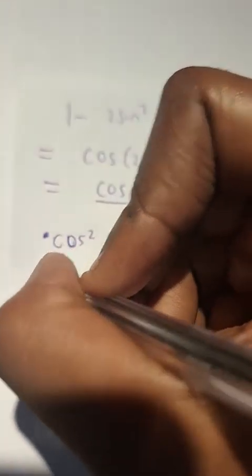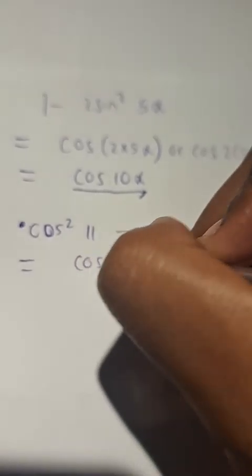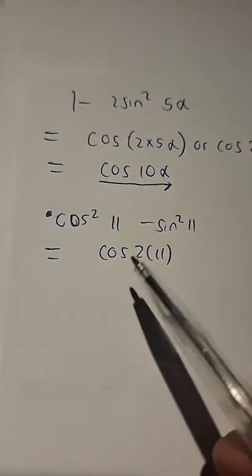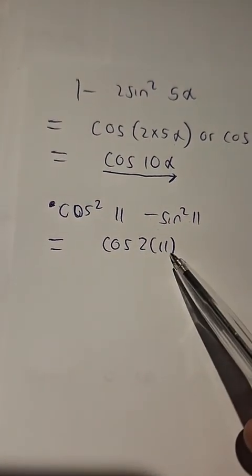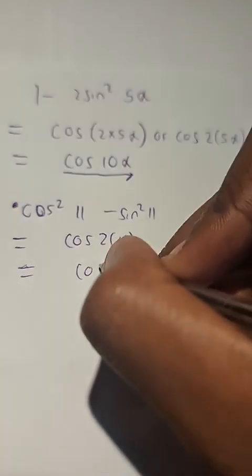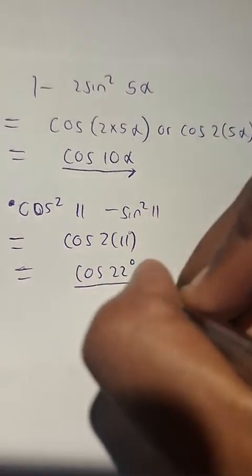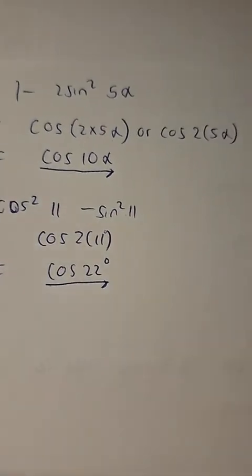So therefore, the double angle of cos is what is listed here. So we write it as cos 2 times 11. But then we know what 2 times 11 is. 2 times 11 is 22. So therefore we have cos of 22 degrees.